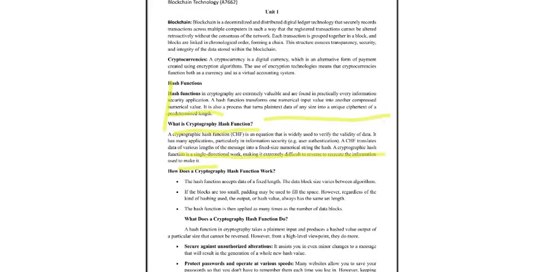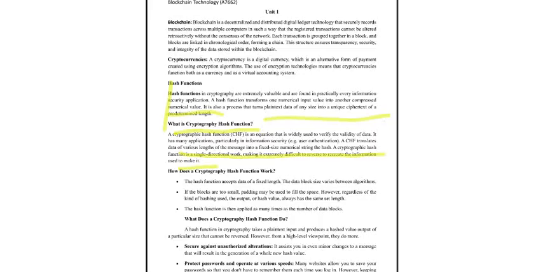Then we have studied cryptocurrencies. A cryptocurrency is a digital currency, which is an alternative form of payment created using encryption algorithms. The use of encryption technologies means that cryptocurrencies function both as a currency and as a virtual accounting system. Then we have discussed the hash function also.